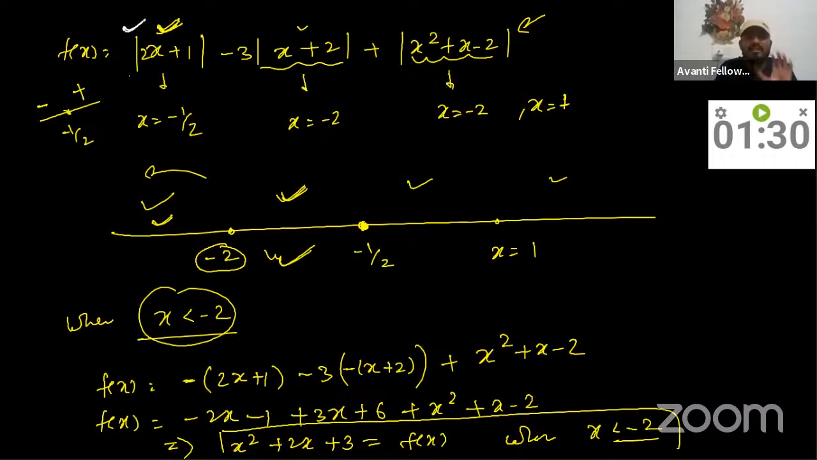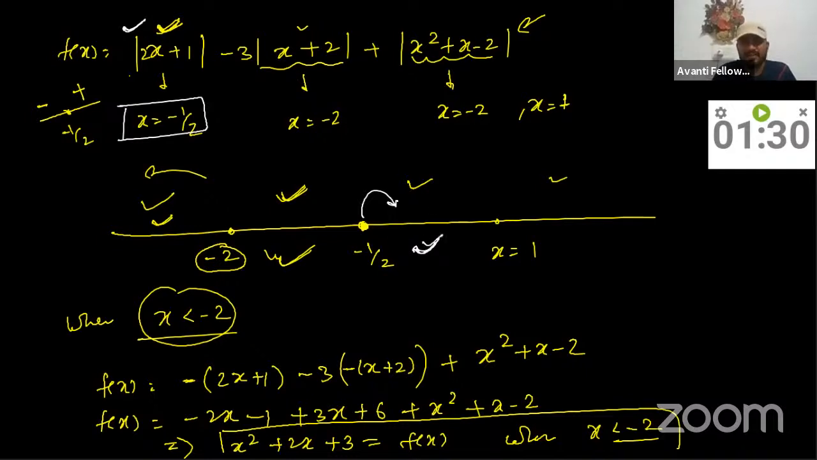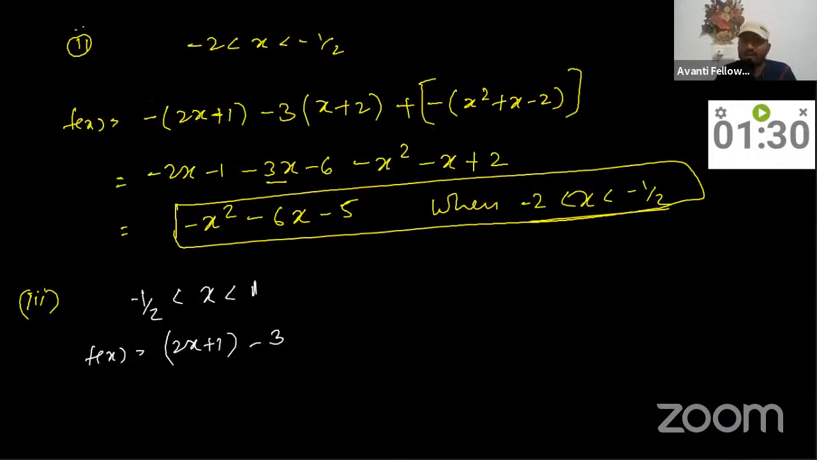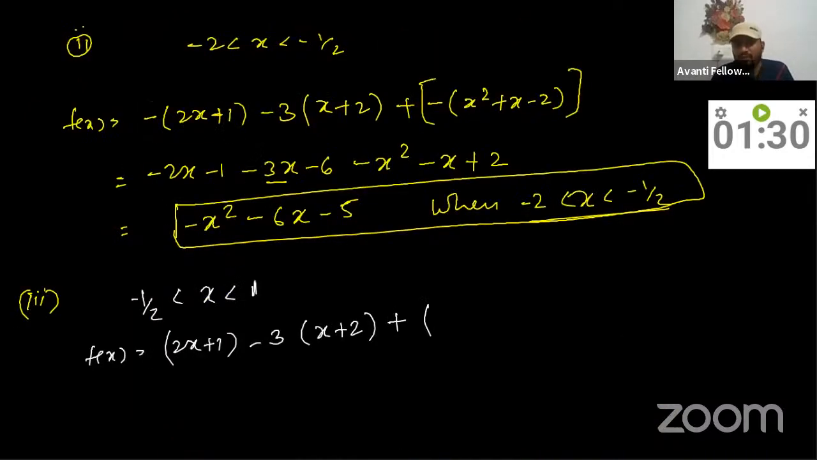We are on the right hand side. What is the zero? The factor of this first modulus function is x equal to -2, and we are standing on the right hand side of x equal to -2. We are talking in this region. In this region, your first modulus function 2x plus 1 will be positive, which means the first modulus function will open as it is. So your f of x will become 2x plus 1 minus 3. What about the second one? We are standing on the right hand side of x equal to -2, which means the second modulus function opens with positive also, that is x plus 2, plus. What about this quadratic equation? Now we are standing between -1/2 and 1. Now look at this one.